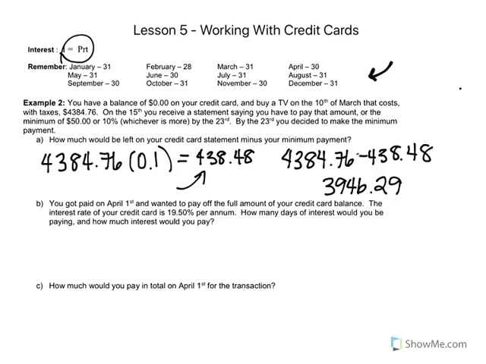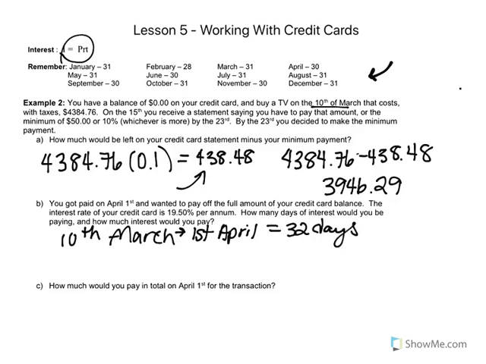So we bought this on what, the 15th? Nope, the 10th of March. So the 10th of March to the 1st of April. And March has 31 days in it. So if we count that out, that would be 22 days, not 32. Oh my gosh. I'm sorry for my dogs barking if you can hear them.